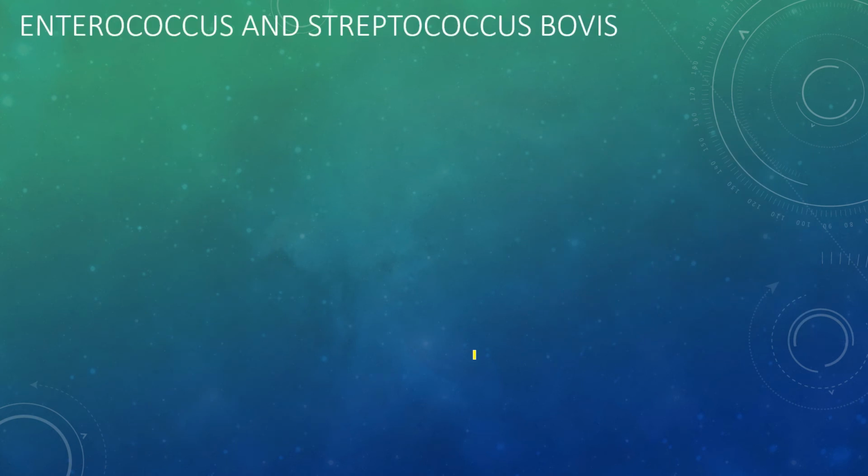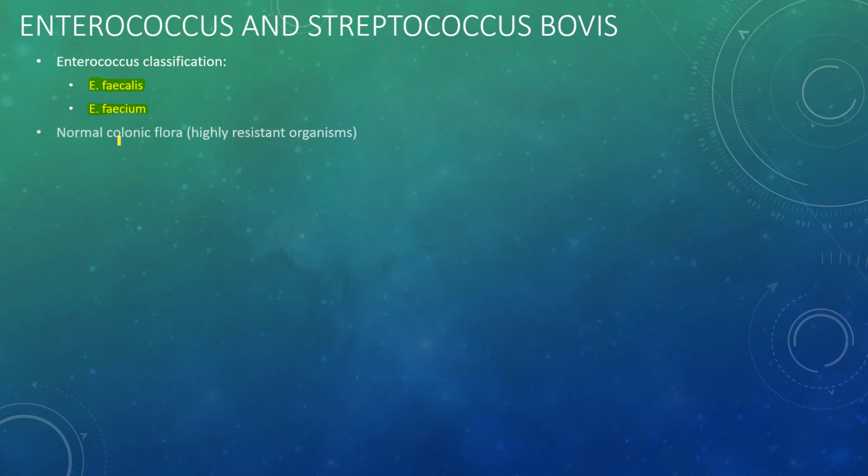Now we'll talk about some more bacteria that finish off the Streptococcus group, Enterococcus and Streptococcus bovis. So Enterococcus classification, we have two different types. We have E. faecalis and E. faecium. And these, when they infect certain hospitalized and immunocompromised patients, can be very, very severe.